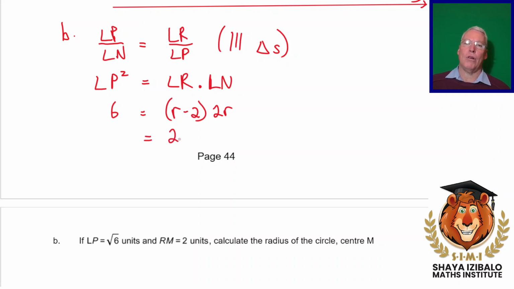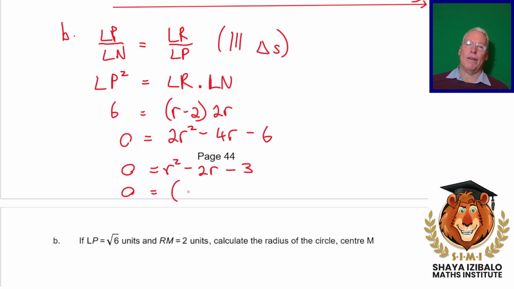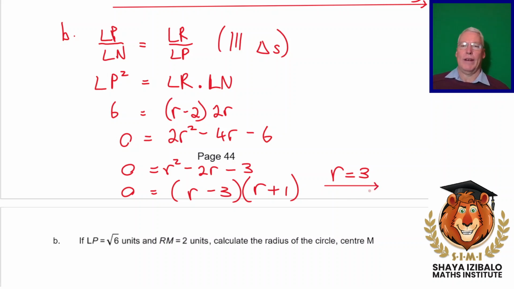Let's take out the brackets, 2r squared minus 4r, and let's subtract the 6 from both sides. Let's now divide both sides by 2, and we get r squared minus 2r minus 3. And let's see if we can factorize that. It factorizes, in fact, to (r minus 3)(r plus 1). So r must be 3. The radius is 3. r can't be negative 1. So the radius of this circle is 3. Again, quite a tricky question.